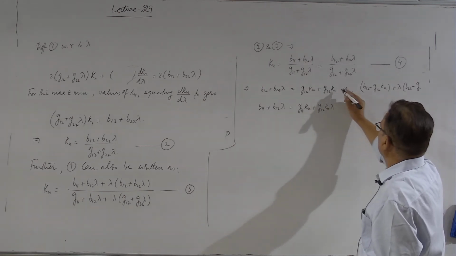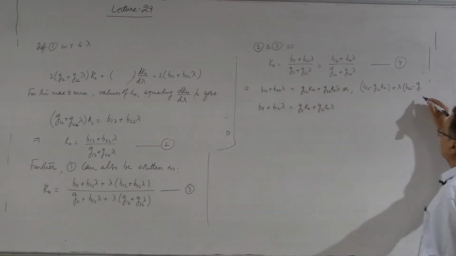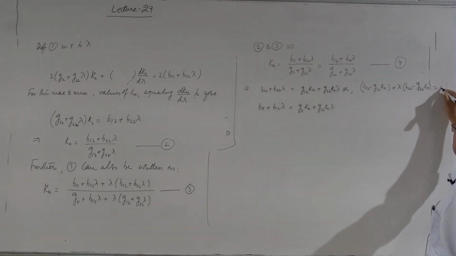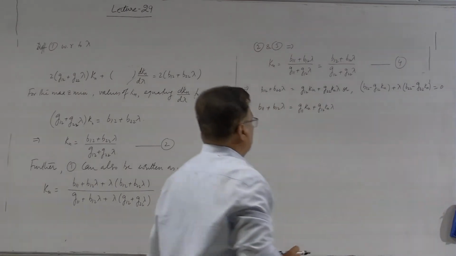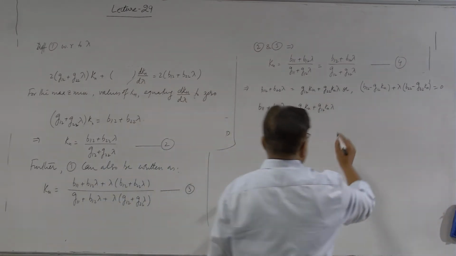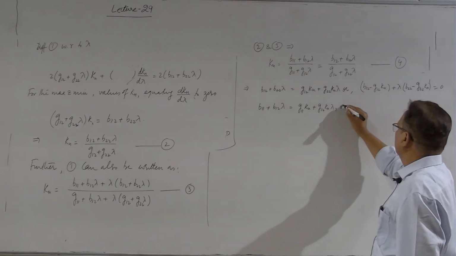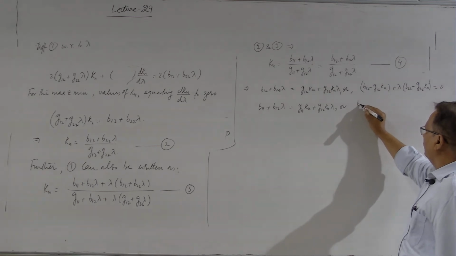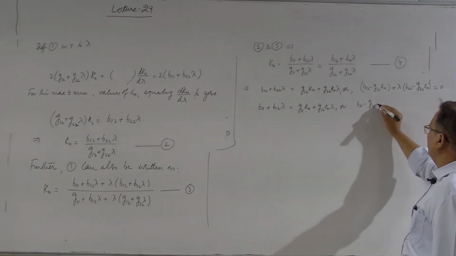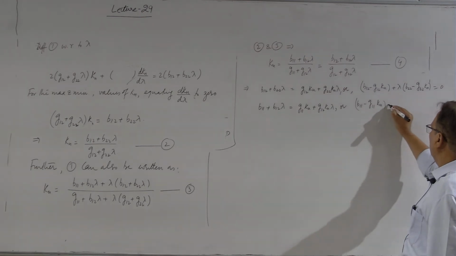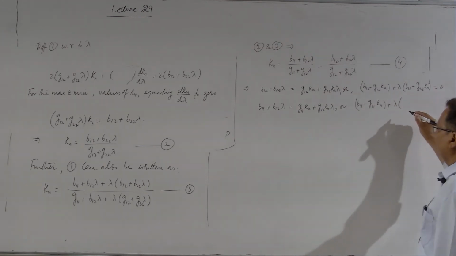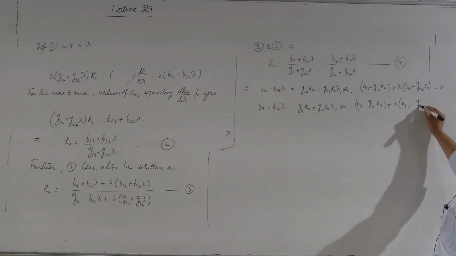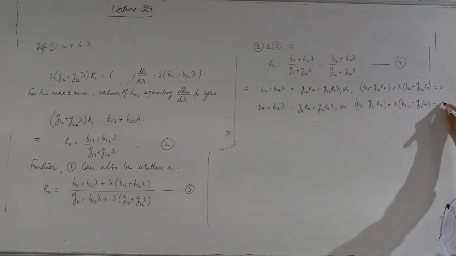G22, yes, lambda. There was lambda also, into Kn equal to 0. Is it visible? Yes, sir. Similarly, in the next line here, I will be having B11 minus G11 into Kn, plus lambda times B12 minus G12 Kn, equal to 0.